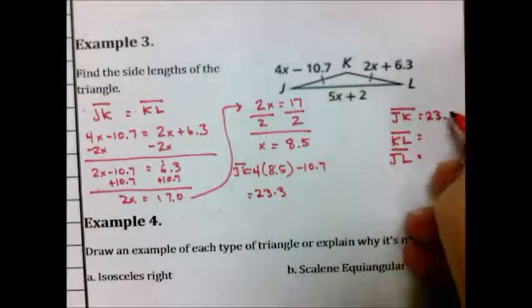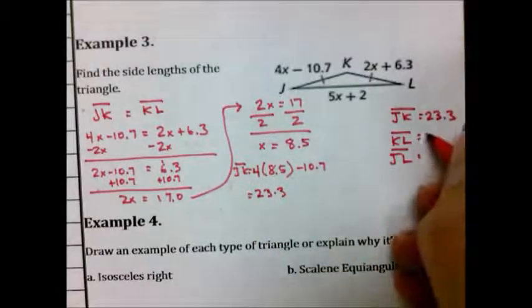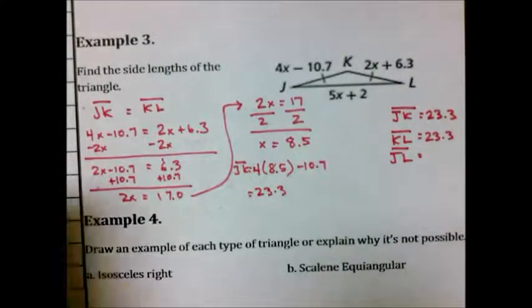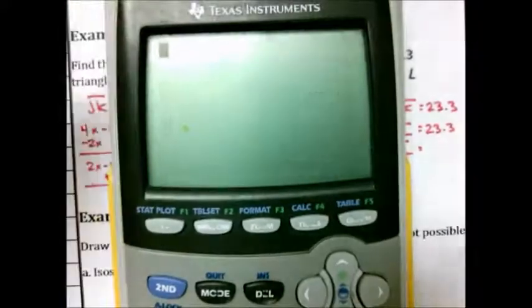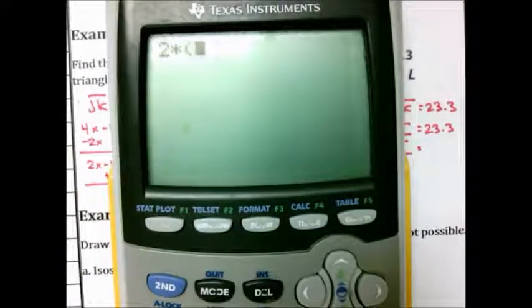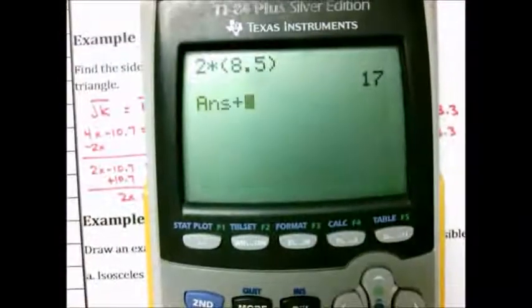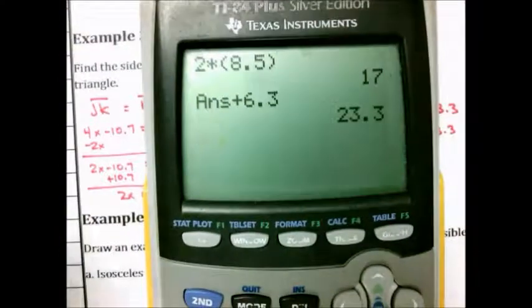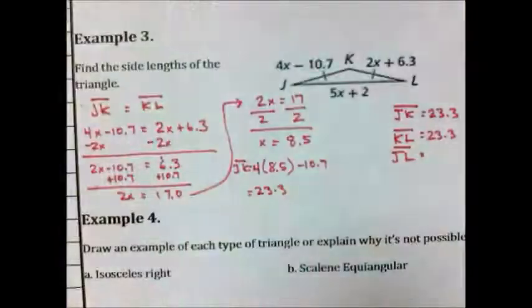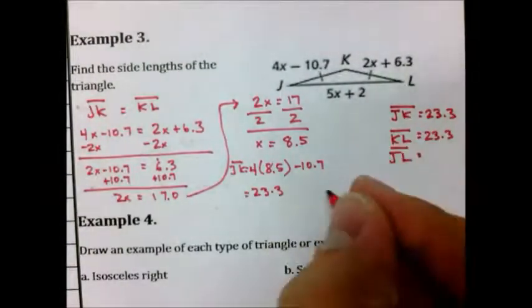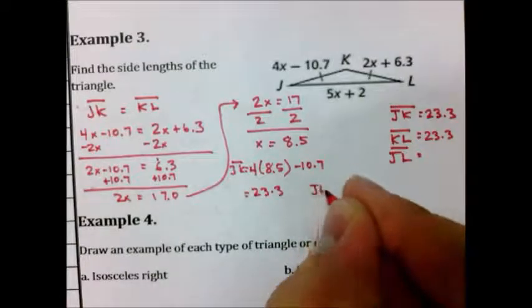And if JK is 23.3, then KL should also be 23.3 because they are congruent sides. And we can check that out real quick. We could go 2 times 8.5, and then it asks us to add 6.3, so plus 6.3, and then it's 23.3. That's right. So we say, thank you, friend. That is right, 23.3.